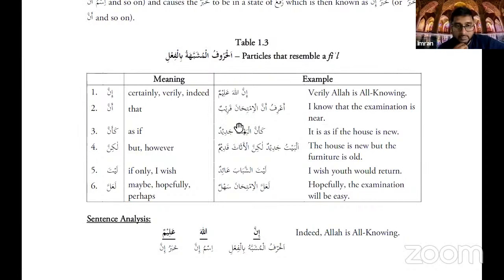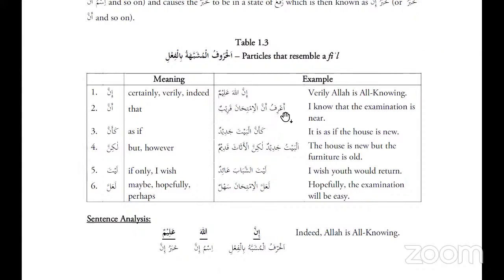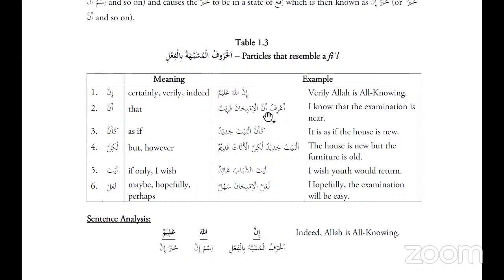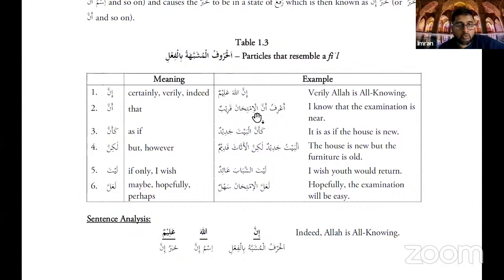Excellent. Now you'll see here, anna is not coming at the beginning of the sentence, but in the middle of the sentence. That's the reason why it's with a fatha, anna, not inna. A'rifu is the verb. Anna al-imtihana: al-imtihana is the ism of anna. Qaribun is the khabar of anna. And then the whole sentence is jumlatul ismiya, correct?